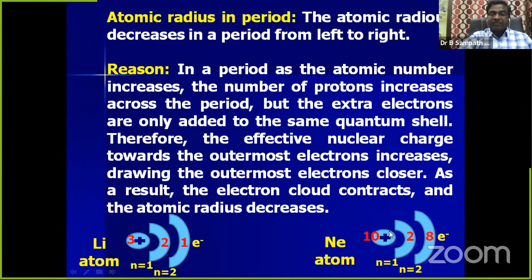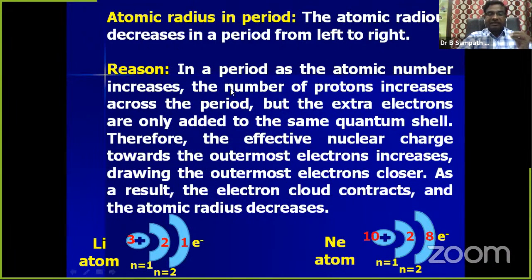So due to this effective nuclear charge on the valence electrons, the electron cloud slightly decreases or contracts. So that's why the atomic radius decreases.